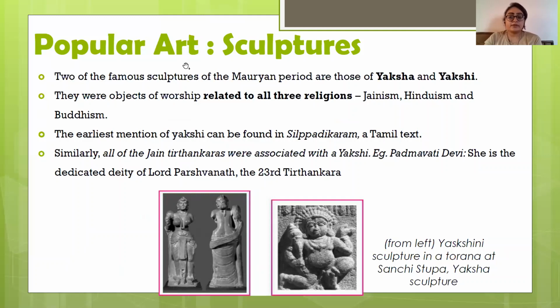Now, next on the popular art is sculptures. Two of the famous sculptures of the Mauryan period are those of Yaksha and Yakshi. They were objects of worship related to all the three religions. Yaksha and Yakshi used to be worshipped by Jainism, Hinduism, Buddhism. The earliest mention of Yaksha can be found in Silpadikaram, a Tamil text.